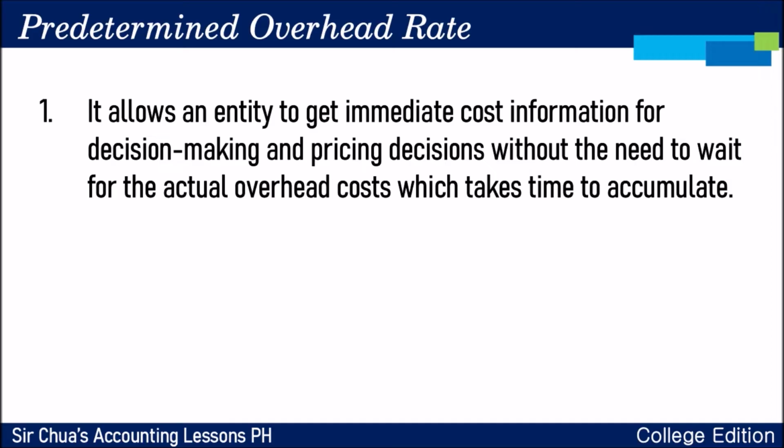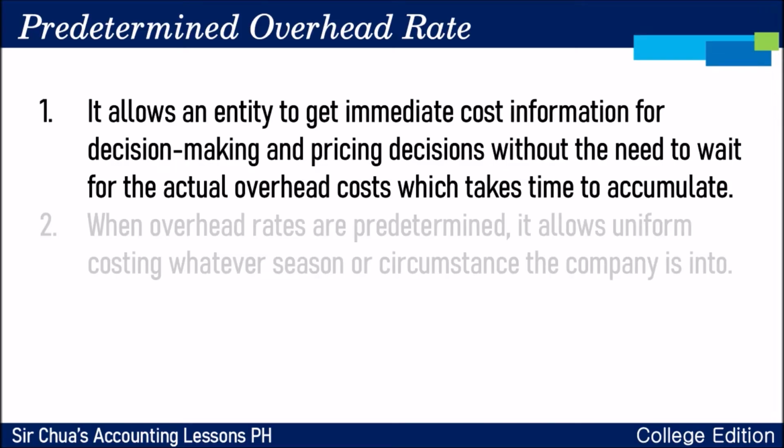So kapag po gumagamit tayo ng normal costing and predetermined overhead rate, mas mabilis po tayong makakagawa ng decisions about prices and mabilis po nating malalaman yung cost ng isang product. Tsaka na lang natin i-adjust pag alam na natin yung talagang actual overhead cost. Adjust na lang tayo ng variances for financial reporting purposes.